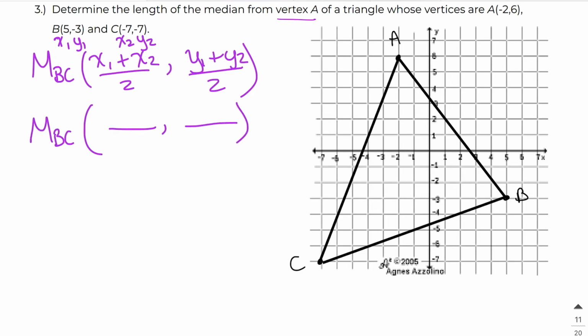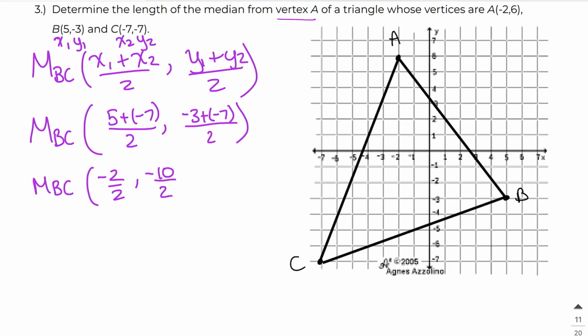So when I do that right here, I should have 5 plus negative 7, and then divided by 2. And then on the other side, I've got negative 3 plus negative 7 divided by 2. So my midpoint is going to be negative 2 over 2, negative 10 over 2, which means that my midpoint would be negative 1, negative 5. Let's make sure that negative 1, negative 5 makes sense for my midpoint, and it sure does.